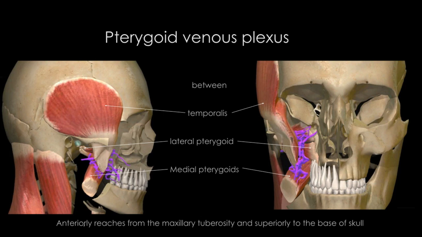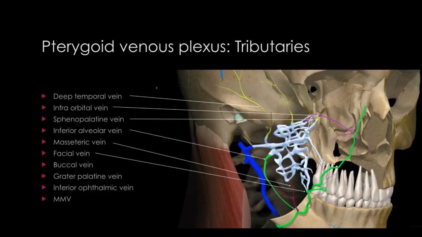So the extent of the pterygoid venous plexus is that anteriorly it reaches from the maxillary tuberosity in this region and extends superiorly up to the base of the skull in this region. Now, pterygoid venous plexus has a lot of tributaries. So, when we look at the tributaries from here, this one is the deep temporal vein.